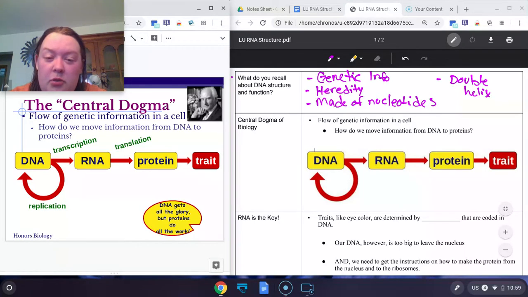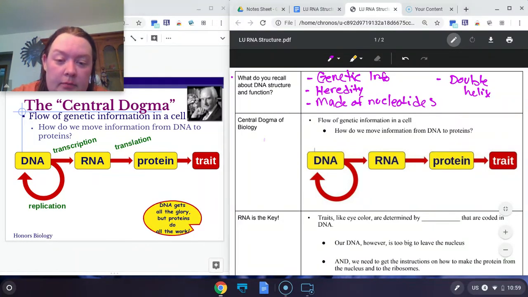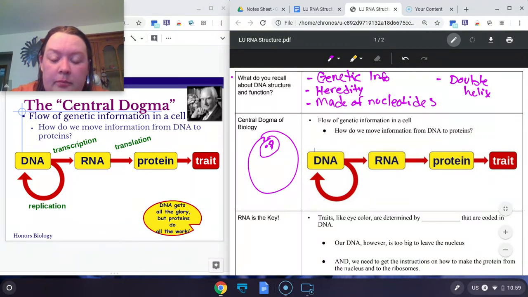Now, that's a problem because if we have a cell, here's our nucleus. This is where the DNA is located. Ribosomes are out here on the outside of the nucleus. But DNA cannot go out of the nucleus. So DNA is actually too fat to leave the nucleus. It can't leave. It's trapped in the nucleus always.